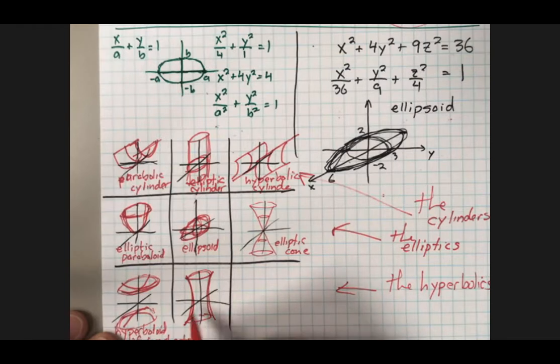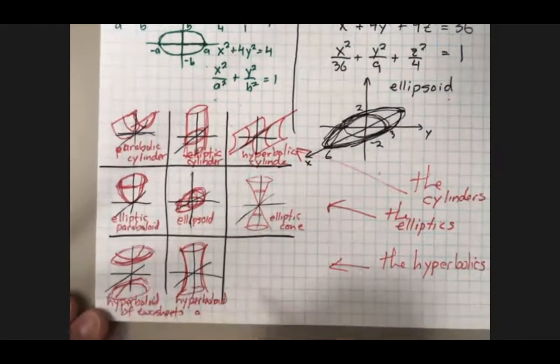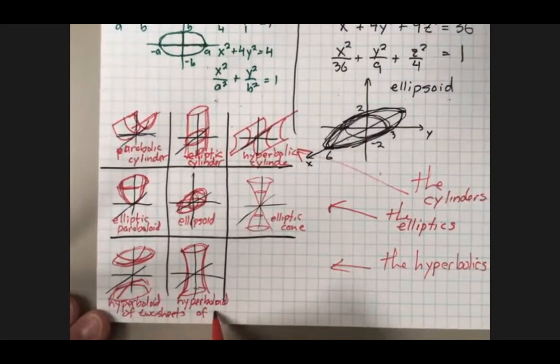Cross sections are hyperbolas or ellipses, but oriented differently. This is called a hyperboloid of one sheet, excuse me.